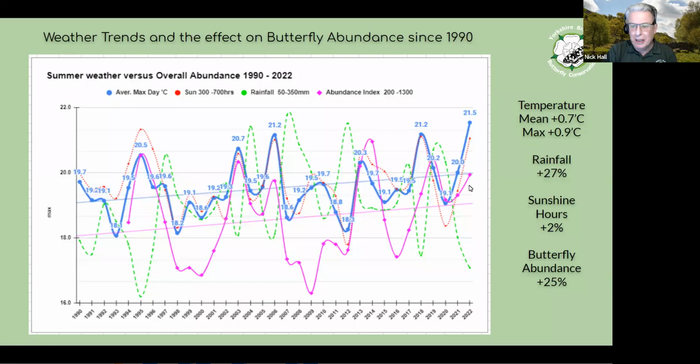So the headlines of all this, which I think is the interesting bit of the work that we've done, is the mean temperature has gone up 0.7. The maximum, which you see here, has gone up 0.9. The rainfall in Yorkshire has gone up 27% in that 30-year spell. Sunshine hours only slightly, but look, butterfly abundance, 25% up. That's the headline. I know it doesn't match anything you read in the press.